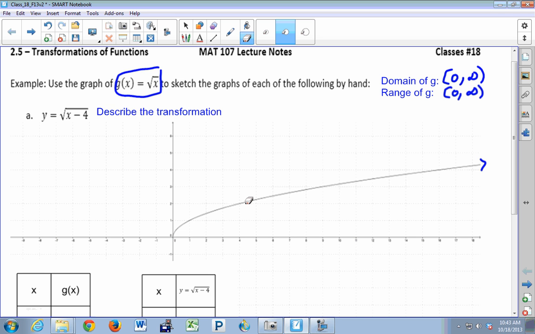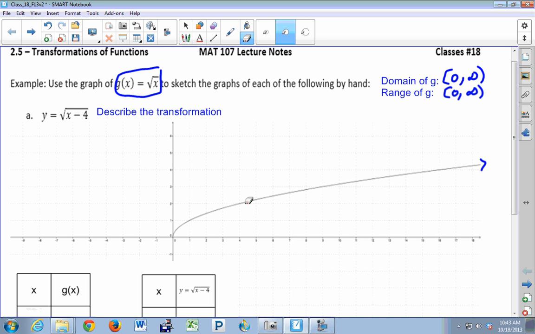Okay, so here's my first transformation. Am I working inside before I take the square root, or am I on the outside after I take the square root? Am I inside or outside? I'm inside. So whatever's going to happen has to deal with a horizontal transformation. And remember that horizontal works counterintuitively. So when you see subtract 4, that means you're horizontally moving to the right 4 units.